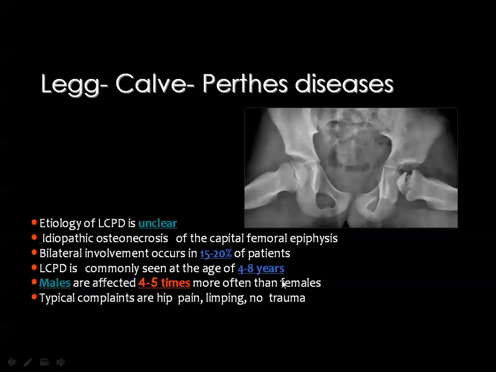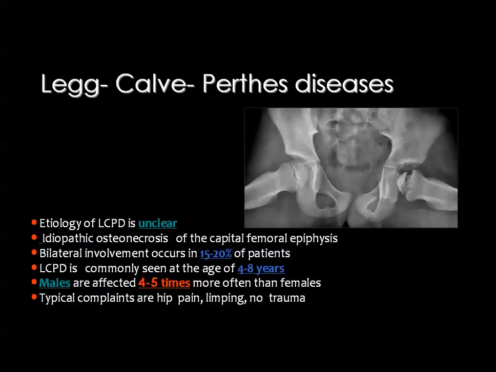As I have mentioned, the etiology is unclear. It's not related to the causes seen in the adult population. Idiopathic osteonecrosis of the capital femoral epiphysis is the diagnosis, and bilateral involvement may occur in about 15 to 20% of the patients.